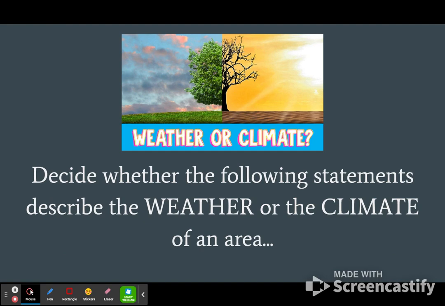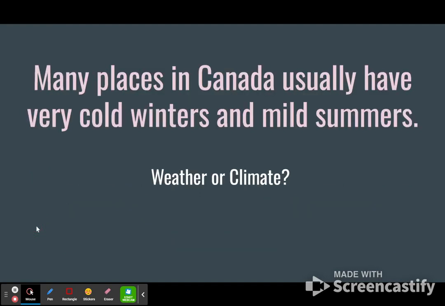So let's take a little practice. Decide whether the following statements describe the weather or the climate of an area. Many places in Canada usually have very cold winters and mild summers. Weather or climate? Take a second to think. If you said climate, you'd be correct because we're talking about the general experience of Canada through its winters and summers. We're not talking about what is happening in the sky this day or this week in Canada.